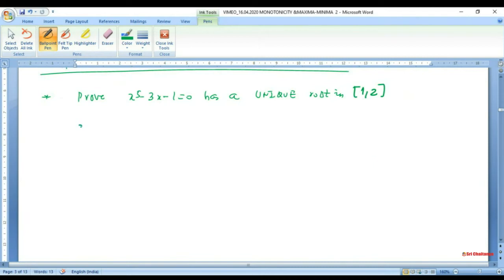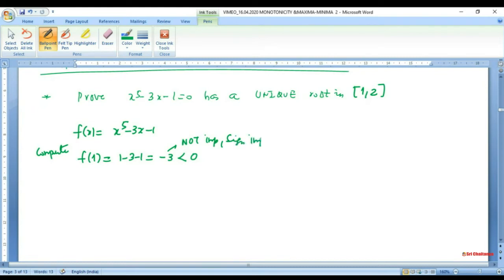So what I will do, I'll name this f of x as usual. Name the baby first. f of x is this much. Now compute the values f of 1 and f of 2. f of 1 is this number, which is negative 3. The exact value does not interest me, the sign is important, so this is less than 0. You should calculate the sign in the exam. And f of 2 is 2 to the power 5 minus 3 into 2 minus 1.